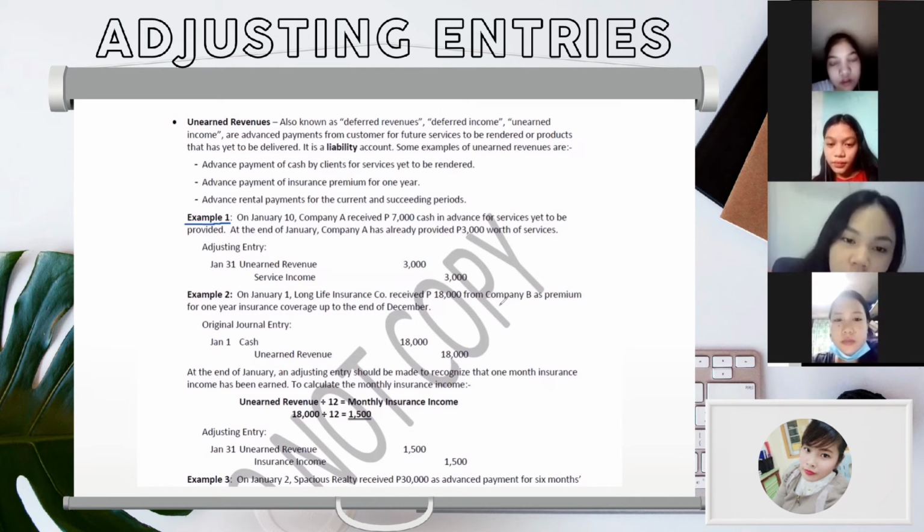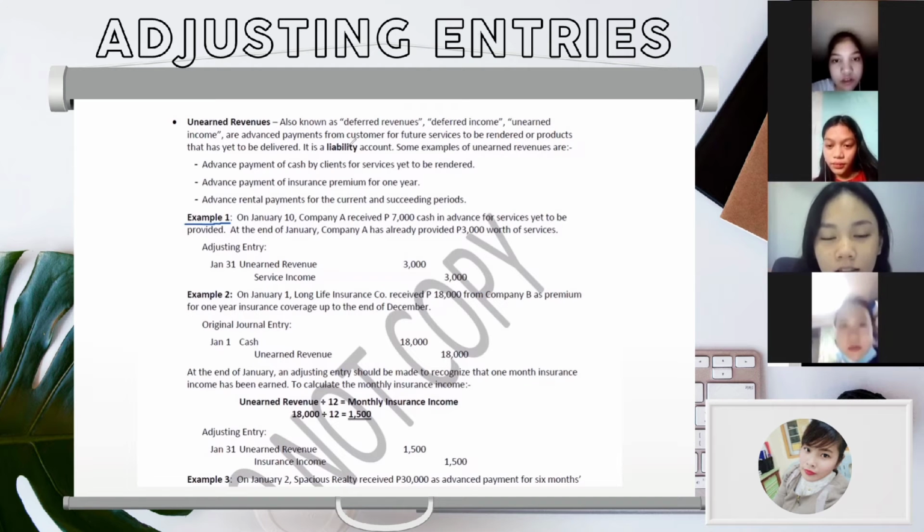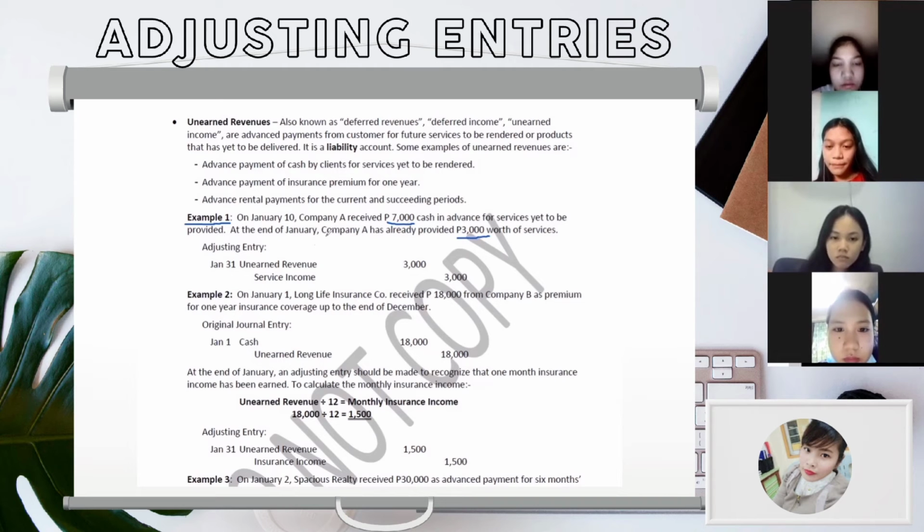On January 10, Company A received 7,000 cash in advance for services yet to be provided. At the end of January, Company A has already provided 3,000 worth of services. Okay, alright. So yan, 3,000 daw yung na-provide mo na. 7,000 yung in-advance niya. Right? So ano magiging adjusting entries mo?